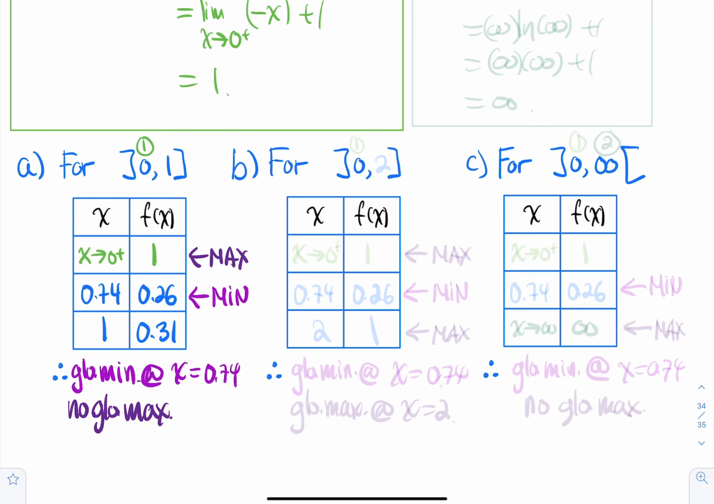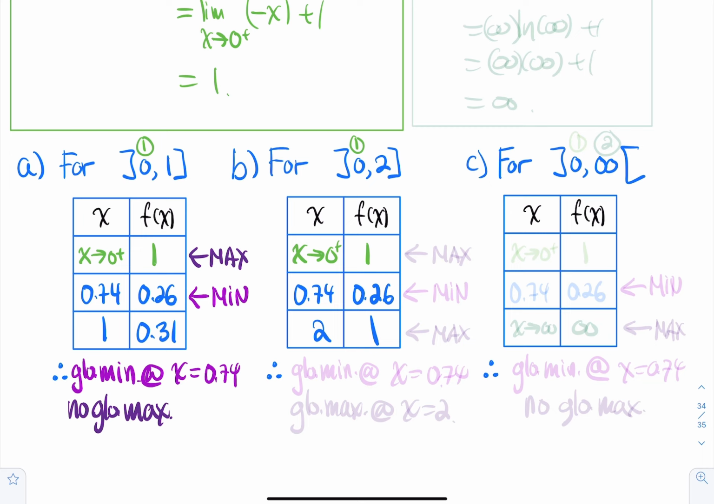All right, so let's do this again for the second interval. Now we're going to look at the interval 0, 2. So at 0, 2, what do we have? So again, we have the same open endpoint, so the same limit, so we can just reuse it here. So as x approaches 0 plus, we know that this is going to 1. Then the next point is at 0.74. So again, here at 0.74, the function is going to give me 0.26. And now the new value is at 2. So if you replace x by 2 in the function, you're going to get 1.